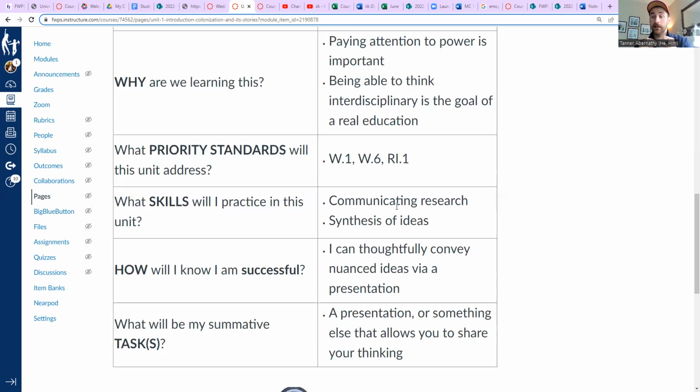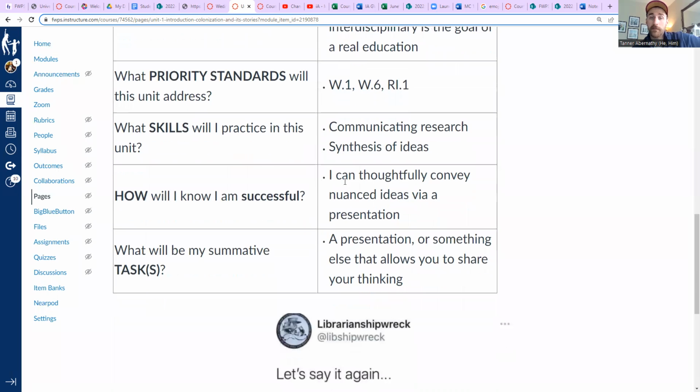So that might be colonization and, hey, my favorite sport is soccer. Oh, suddenly these two seemingly different ideas might have a little bit to say to each other. And if you choose to do sports or soccer as your topic, you'll find out they might have a lot to say to each other. You'll know you're successful when you can convey nuanced, complicated ideas well, right? Again, whether through a presentation or one of the other options.